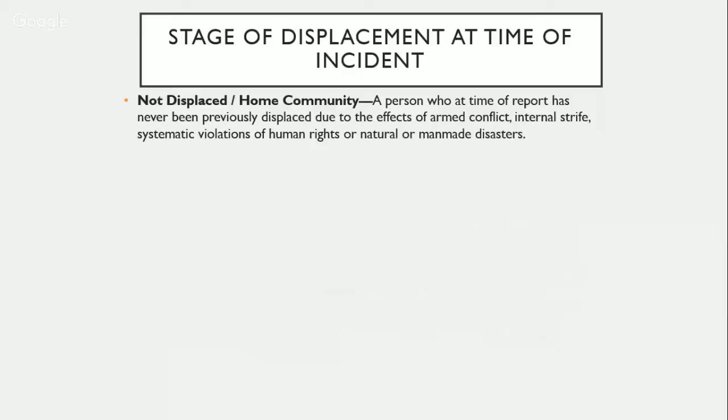The first one is not displaced or home community. This is a person who at the time of report and the time of incident has never been previously displaced due to the effects of armed conflict, internal strife, systematic violations of human rights, or natural or man-made disasters.